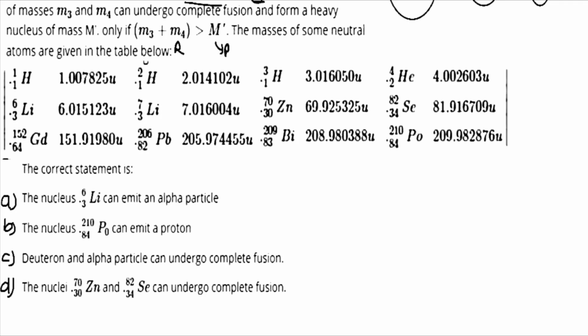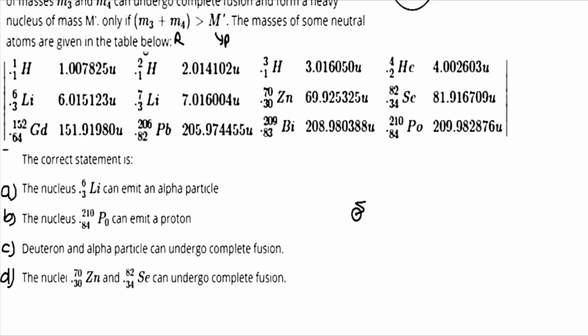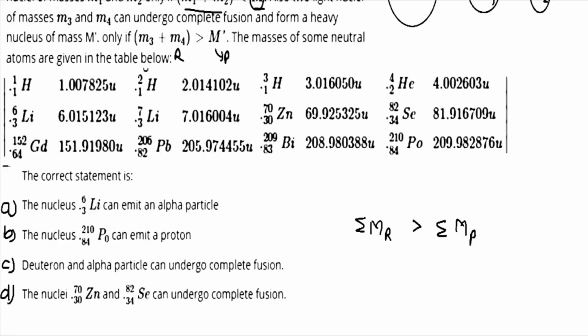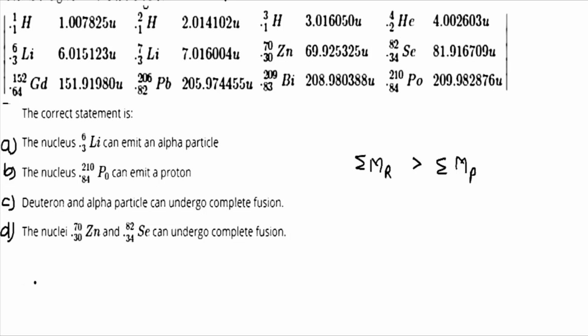So we can say that the reaction could be possible if the mass of the reactant is greater than the mass of the product. This we should remember. From the passage which has been given, we can conclude this: if the mass of the reactant is greater than the mass of the product, then the breakdown or the fusion is possible, otherwise not. Now we need to check which of the statements is the correct statement.